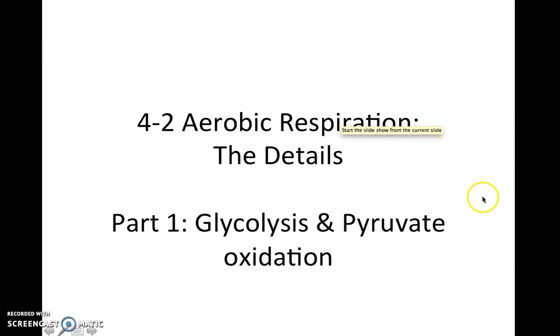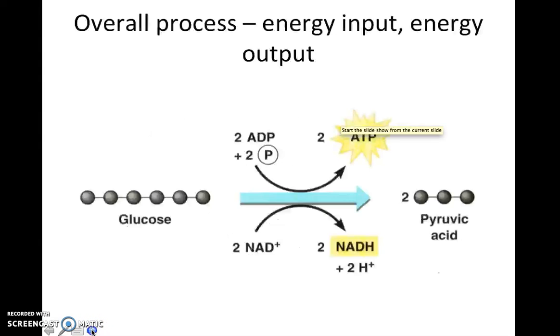This video is about glycolysis and pyruvate oxidation. Here's the overall process. You take a 6-carbon glucose, and overall you break it into 2 molecules of pyruvic acid. The main idea here is that you're producing a small amount of ATP, and NAD+ is picking up hydrogen and electrons. This will later go to the electron transport chain and result in a lot of ATP production.